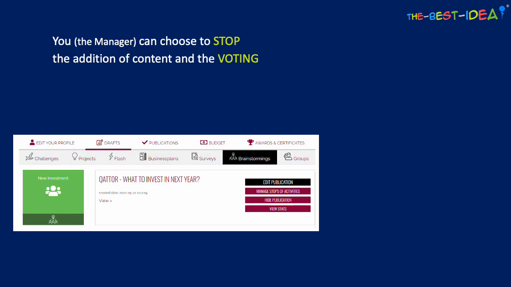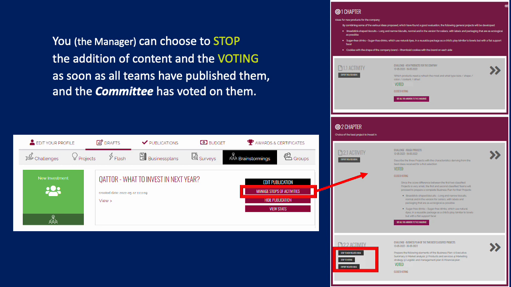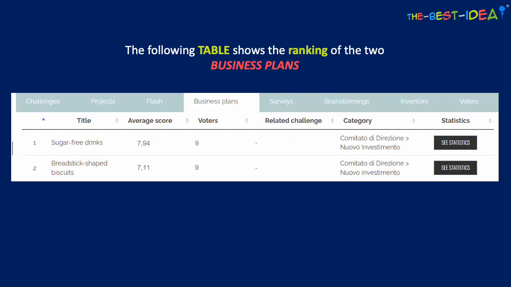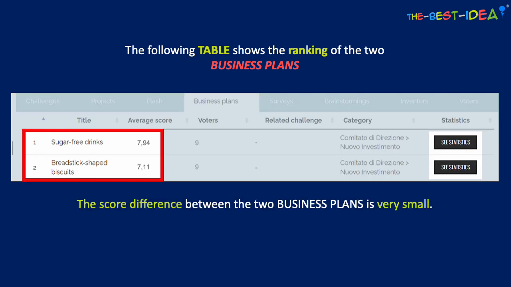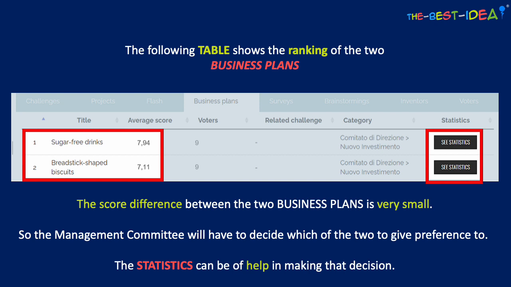You, the manager, can choose to stop the addition of content and voting as soon as all teams have published them and the committee has voted on them. After the stop, group members can then see the rankings menu and some statistics. The following table shows the ranking of the 2 business plans. The score difference between the 2 business plans is very small, so the management committee will have to decide which of the 2 to give preference to. And the statistics can be of some help in making that decision.